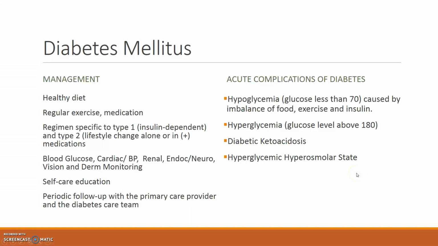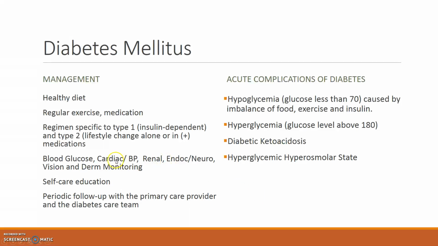Management is things that we are familiar with: healthy diet, regular exercise, and medication. And look at that third parameter. I mean, the regime is specific to the type. Type 1 is insulin dependent. Type 2 may be lifestyle change alone, or medication. And that could involve insulin, but they have many more choices. Type 1, it is insulin.